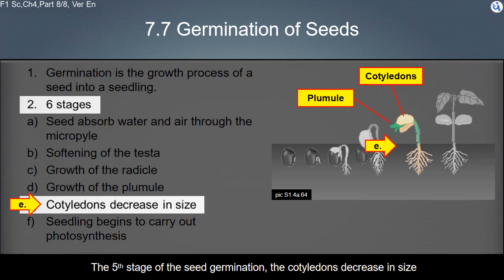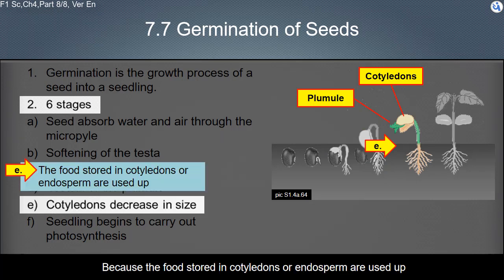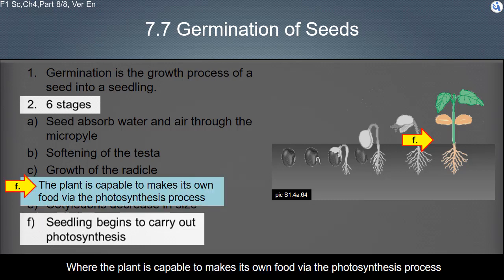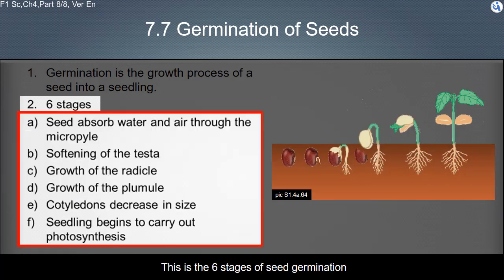The fifth stage of the seed germination, the cotyledons decrease in size, because the food stored in cotyledons, or endosperm, are used up. The sixth stage of seed germination is when the seedling begins to carry out photosynthesis, where the plant is capable of making its own food via the photosynthesis process. These are the 6 stages of seed germination.